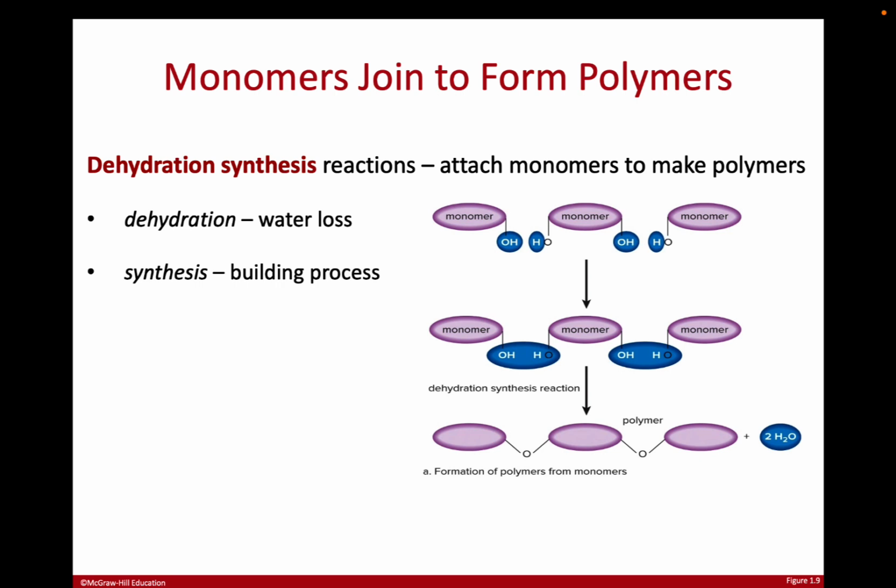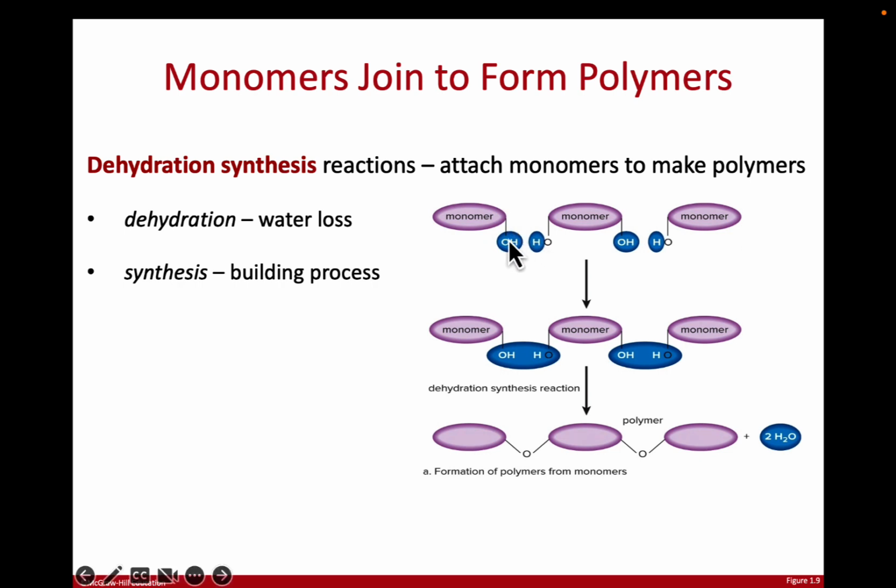To put together monomers to make polymers, we do a process called dehydration synthesis. You probably know already that dehydration means that you've lost water. And so that's why it's called that, because water is removed from the molecules. And synthesis means to build something. To synthesize an idea means to come up with it and build it up. So these are going to remove water to synthesize a polymer.